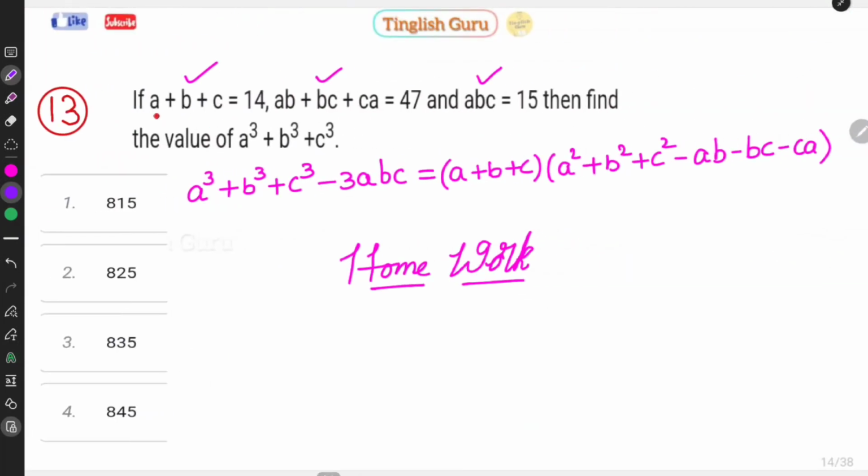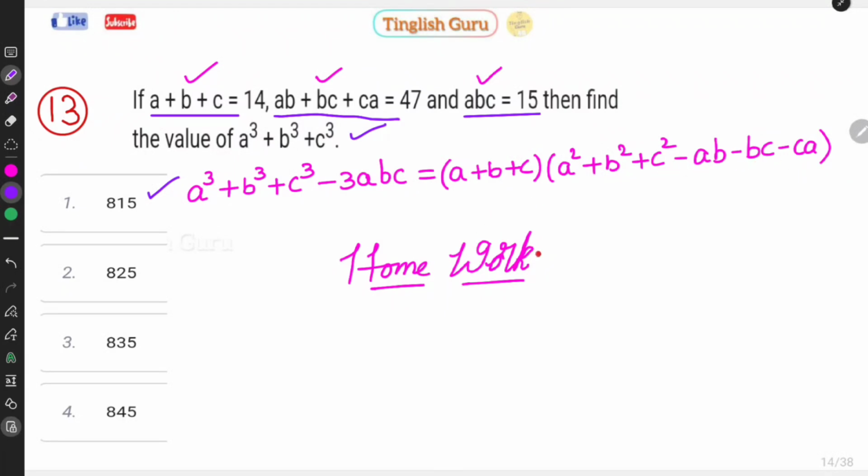Next, here algebra question, a plus b plus c value is given, and ab plus bc plus ca value is given, and abc value is given. We are asked to find a cube plus b cube plus c cube value. The formula is a cube plus b cube plus c cube minus 3abc is equals to a plus b plus c into a square plus b square plus c square minus ab minus bc minus ca.